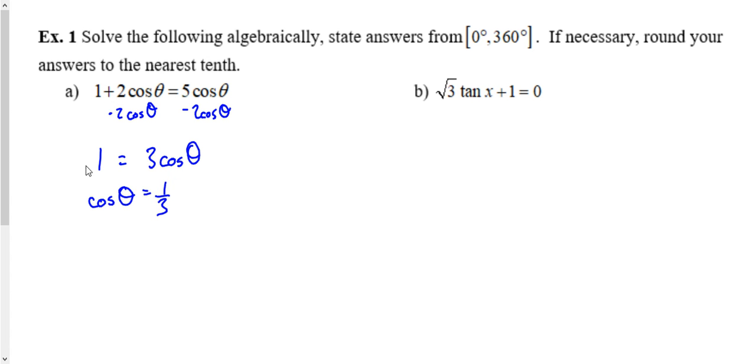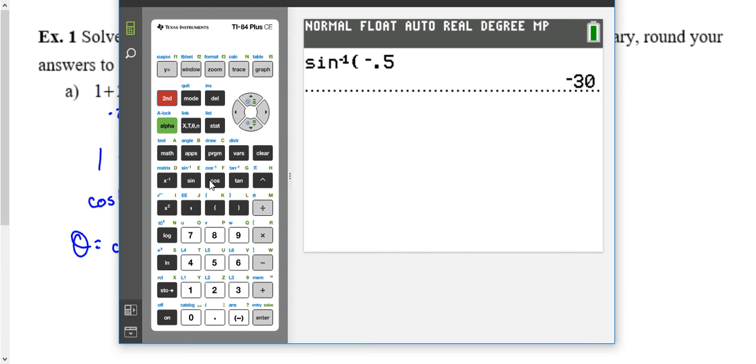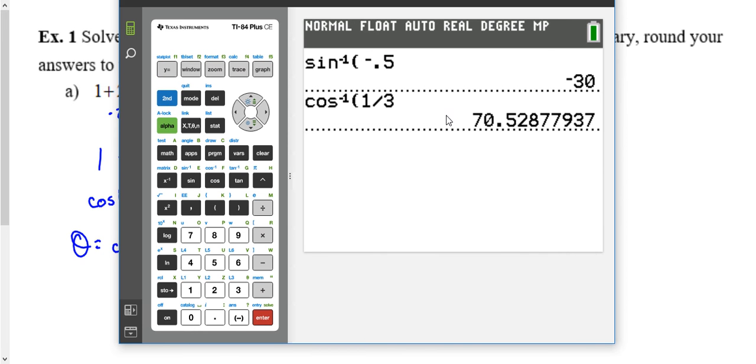From here we want to evaluate this angle. We want to find theta here. So theta is equal to cos inverse of 1 over 3. And that's going to get us, let's go to our calculator, cos inverse of 1 over 3 gets us approximately 70.5.